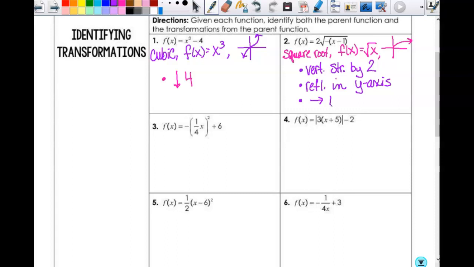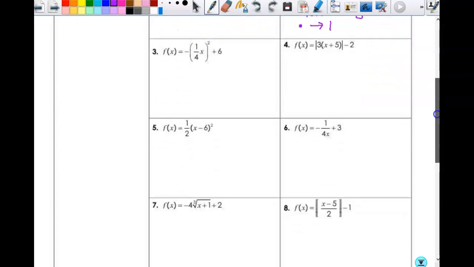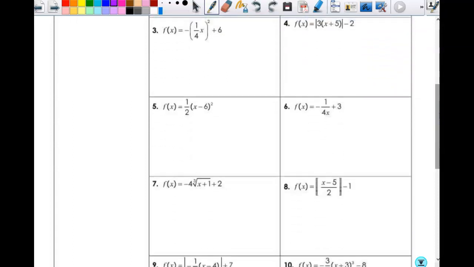If you can identify this stuff, you can graph any of these. Okay. It's going to be a piece of cake once we get there, but you got to make sure you can identify them from these pieces that we're doing. Okay. All right. So we're going to do a few more together. Then I'm going to have you do some. All right. So let's look at number 3.